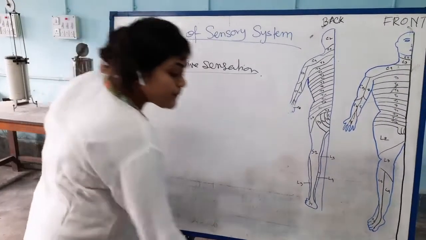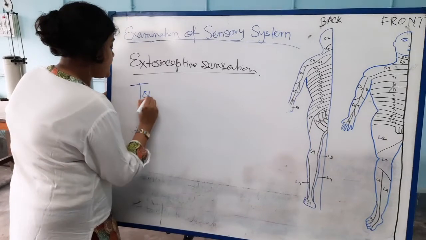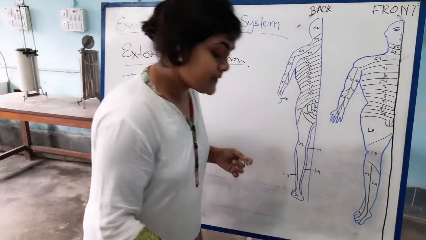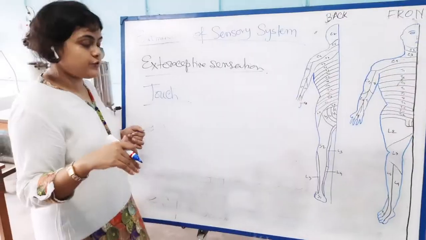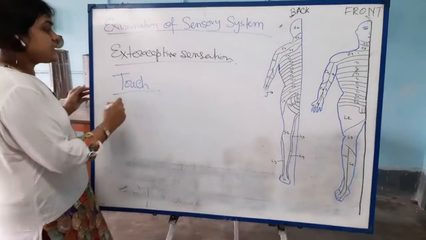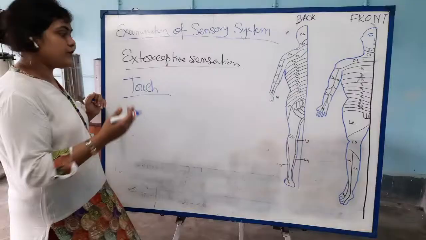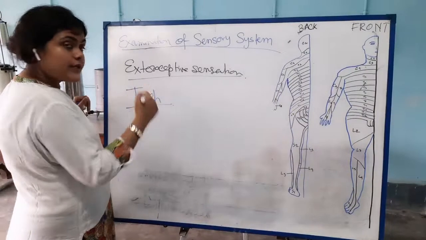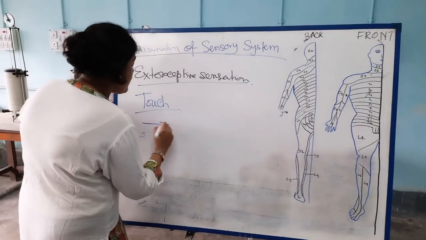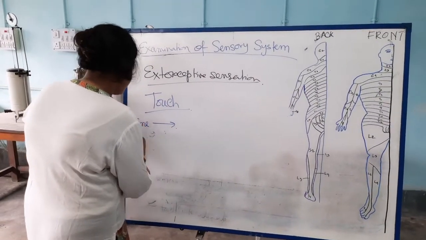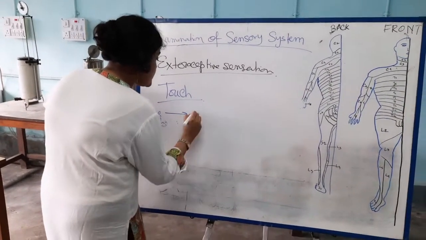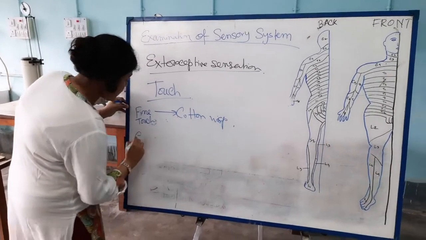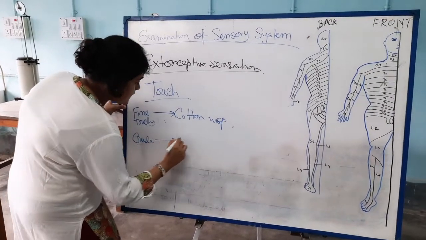Now coming to touch sensation. All the other preliminary steps, the instruction to the patient and the questions for touch sensation examination are very similar to those of pain sensation. The only difference is the stimulating object. So what is the stimulating object in case of touch? For fine touch, it's a cotton piece. For crude touch, it's the blunt end of a pin.